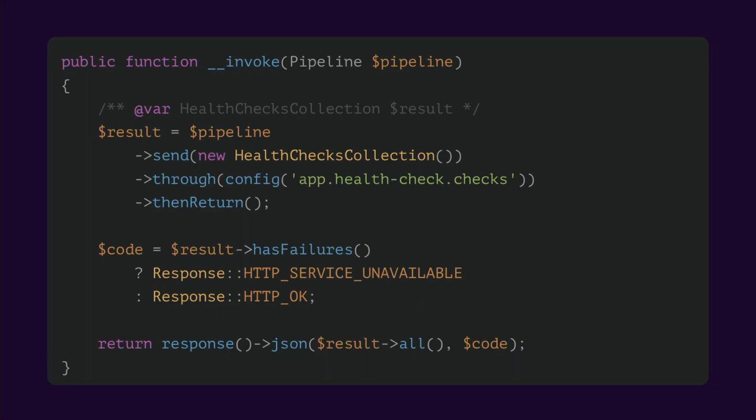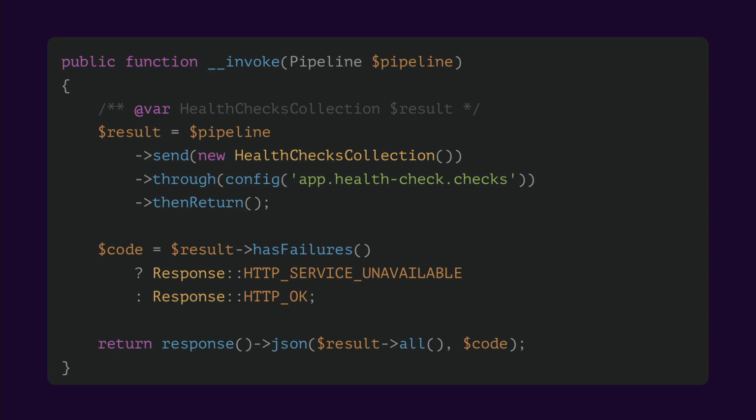So let's say we have this controller that returns the health checks of our application. In this case, we want to have a pipeline that sends the health checks collection through certain pipes and then returns. And in this case, we're using the config because we want this to be dynamic. Depending on the environment, we want to do certain checks. So this is where you can combine all kinds of features within the pipelines. And then we have this result, which is the health checks collection.